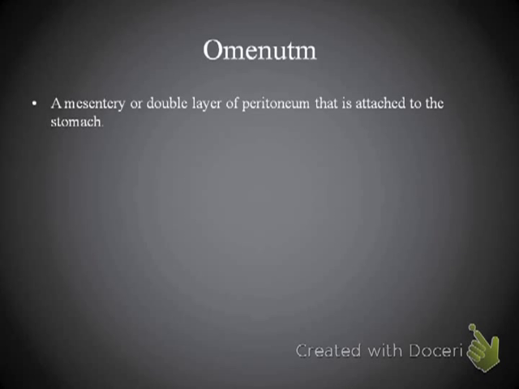You also hear this word, omentum. It's a mesentery or double layer of peritoneum that is attached to the stomach. And so the omentum is in relation to the stomach, where the mesentery is the rest of the intestines.